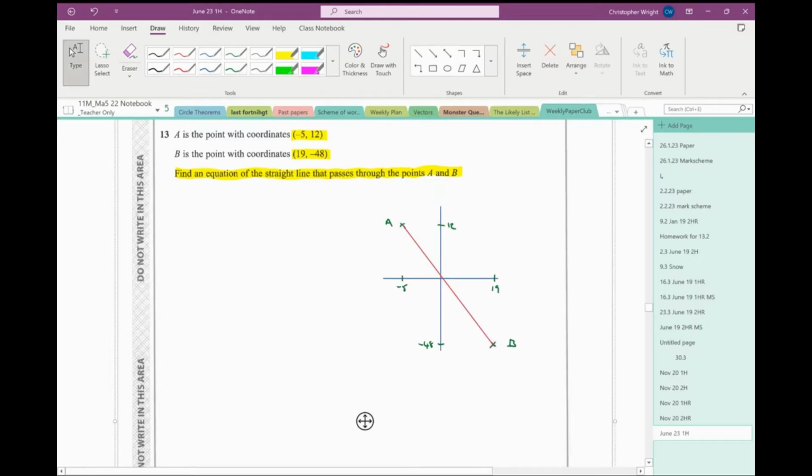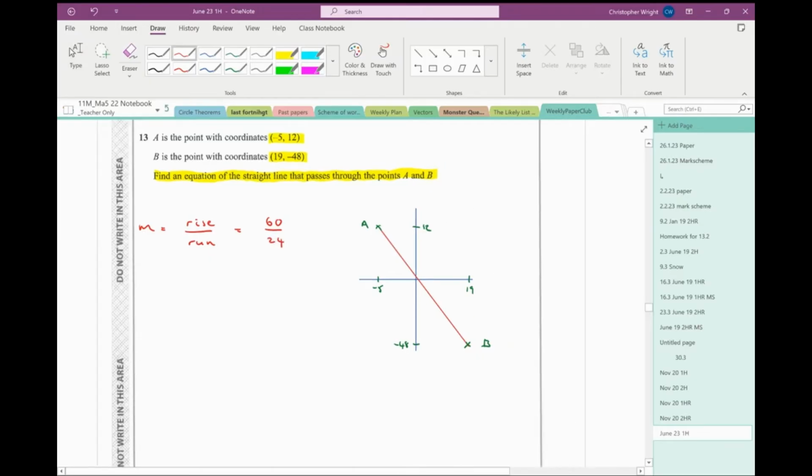Right, well, I'm going to start by finding the gradient of this straight line. So the gradient is going to be the rise over run. Now, the rise, minus 48 to 12, is 60. And the run, minus 5 to 19, is 24. But my gradient is obviously negative, isn't it? Because as I move along positively, my line goes down. So the gradient is minus 60 over 24, which is minus 5 over 2, or minus 2.5.